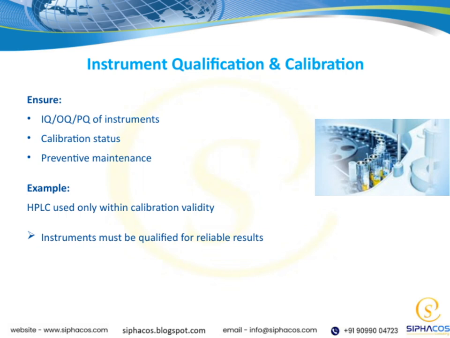We also need to keep a close eye on the calibration status of all our instruments. For example, ensuring that our HPLC is only used within its calibration validity helps maintain accuracy and consistency in our results. Additionally, preventive maintenance plays a crucial role.